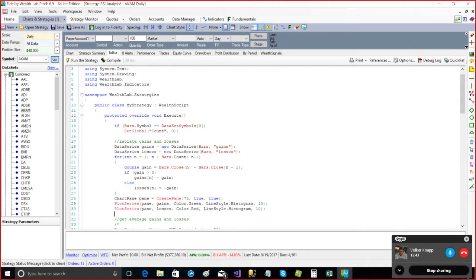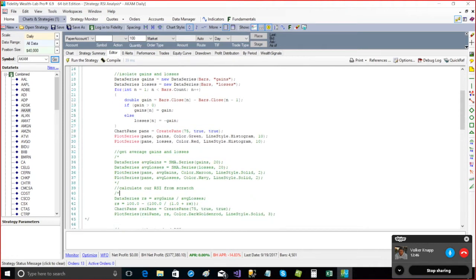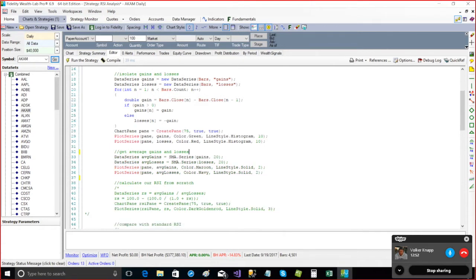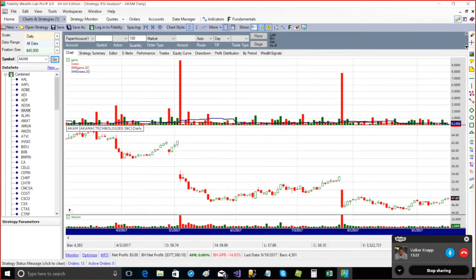Okay, so we've got our gains and losses. The next step is we take the average gains and losses. Whenever we need to get an average, we can use the SMA indicator, simple moving average. So here I am getting the simple moving average of the gains and the losses over 20 bars, or 20 trading days, and then plotting that as a maroon and a navy line. Let's run that and see our little difference here.